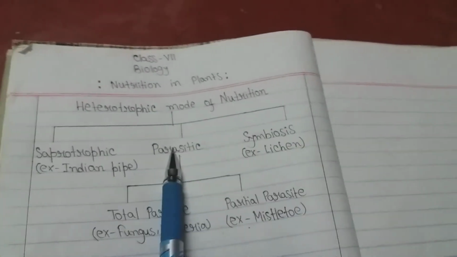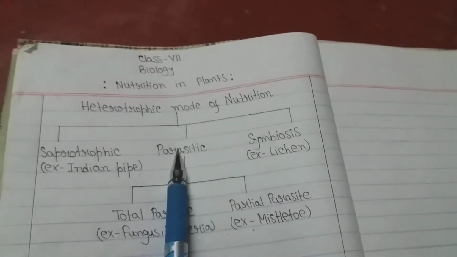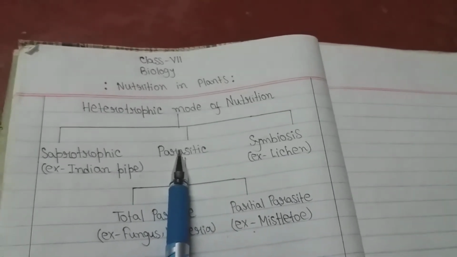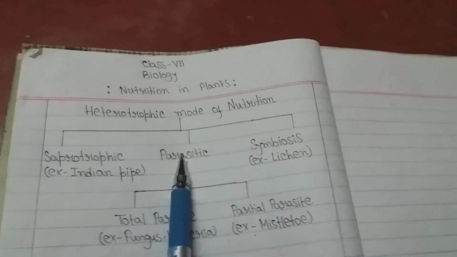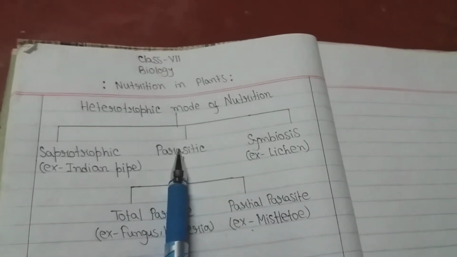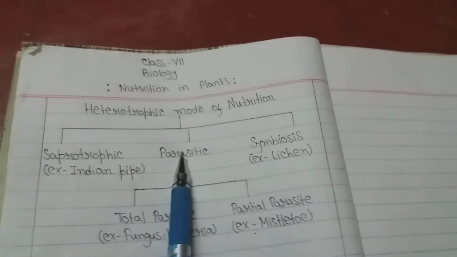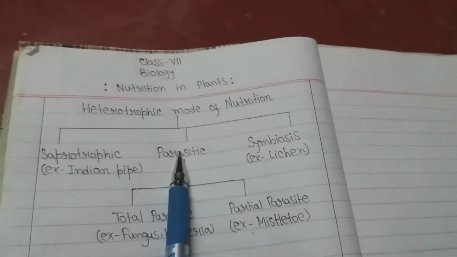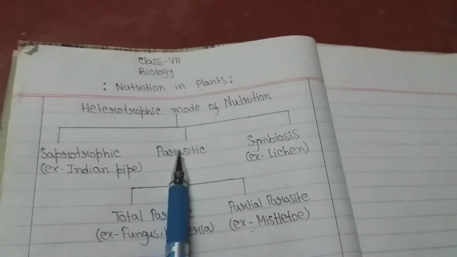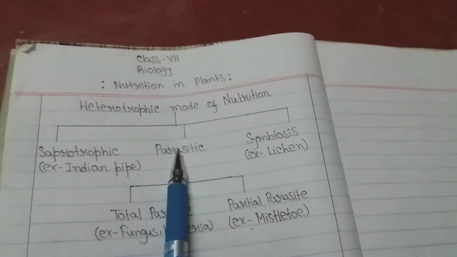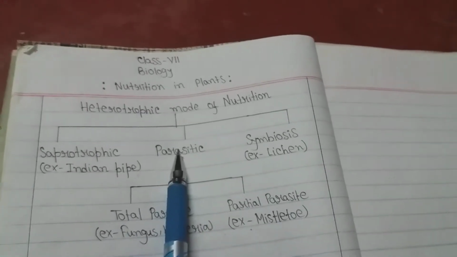Now second, parasitic mode of nutrition. Parasitic means those who are dependent on others. So, the mode of nutrition in which some plants live on the body of another living organism and get ready-made food from the host is called parasitic mode of nutrition.